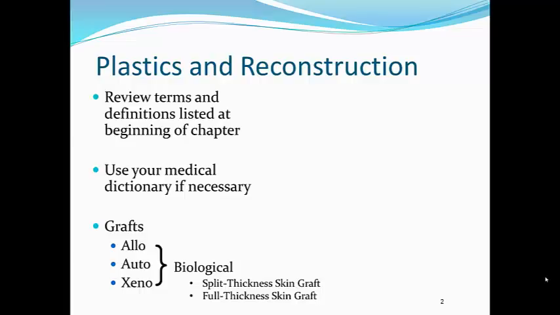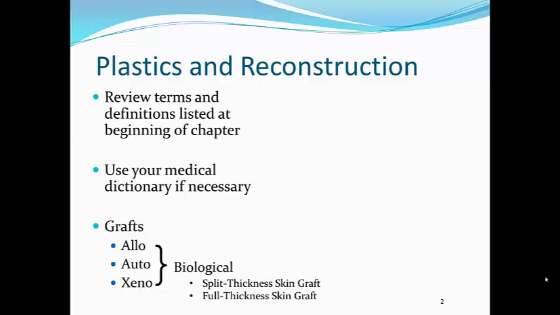Split thickness skin grafts usually are harvested from larger areas of the body like the thigh. Full thickness skin grafts can be harvested from different areas over the body, but they are more complex because the site from where the skin is harvested must be closed for healing to take place at the donor site. So we typically see full thickness skin grafts come from areas with natural creases with excess skin, like the groin or under the buttock, or sometimes even behind the ear.